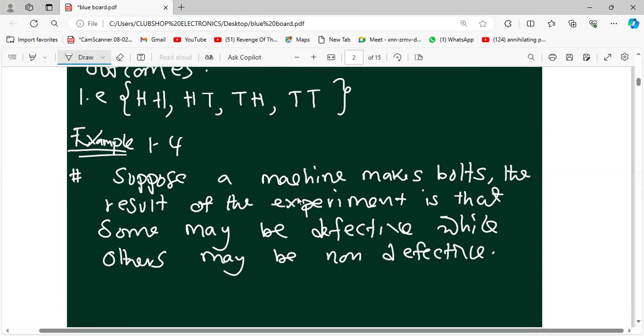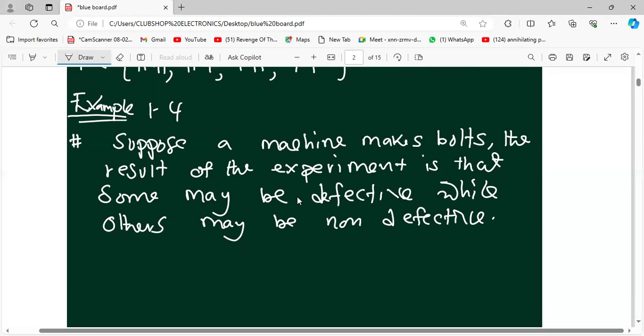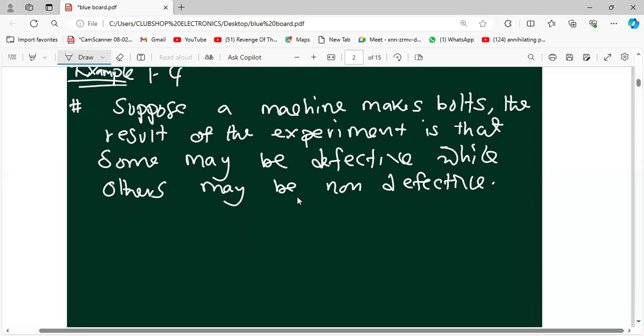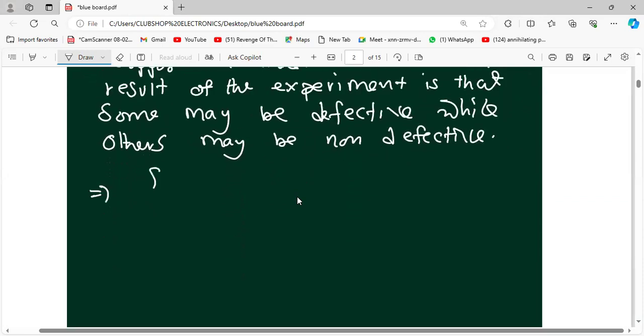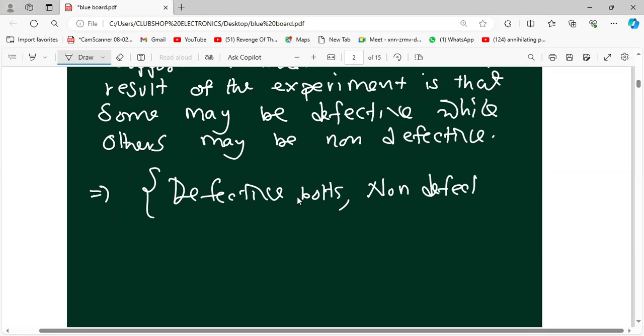As this machine is making these bots, there's a possibility that some bots may be defective. Okay? And some bots or other bots would just be fine. Implying that in terms of a set, we have a state where we have defective bots and non-defective. And this represents the sample space.